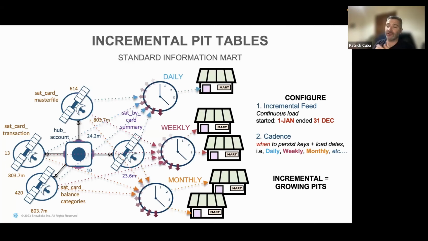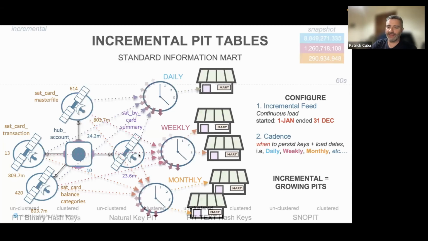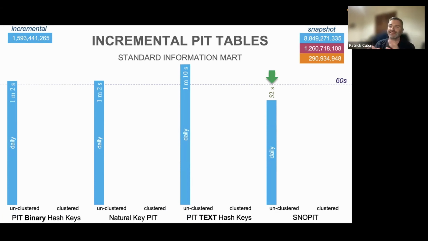It started loading. So what I started to find right away is that my performance improved significantly. But what you'd also notice is that the size of my pit is already a fraction of the snapshot pit. 1.5 billion, 8.8 billion. But even that number, 1.5 billion, is comparable to the 1.2 billion. And I'm running in 1 minute and a few seconds, whereas the weekly pit was running in tens of minutes. So something is different that's going on here.